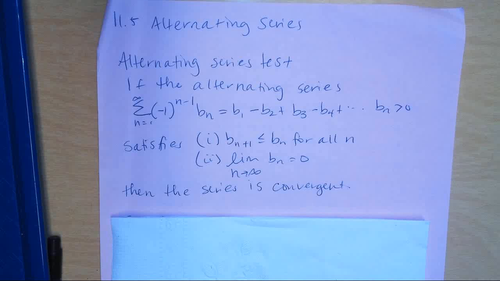Make sense? So basically the test says, if you have an alternating series, and the second term is smaller than the first term, so like I was showing you, it's getting closer to the axis, not farther away, and the limit of the sequence is 0, then the series converges. Super easy.